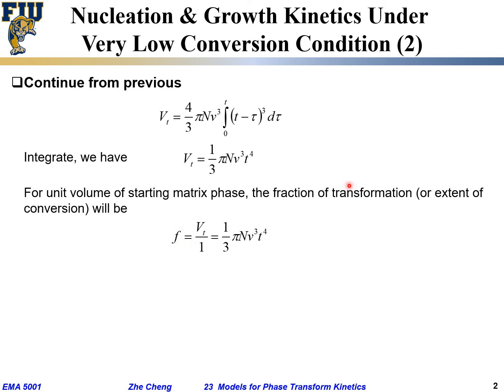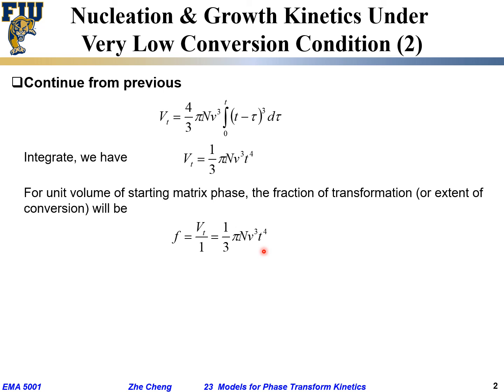That fraction of conversion, I call it F, will be the total volume of new precipitate divided by 1 for the unit volume of the starting matrix phase. Of course, Vt over 1 is just the same, which is 1 over 3 pi N v to the power of 3 t to the power of 4. Again, N is nucleation rate. We said it's random, but it's a constant nucleation rate. V is the linear growth rate of the nucleus precipitate radius, and t would be the time t.